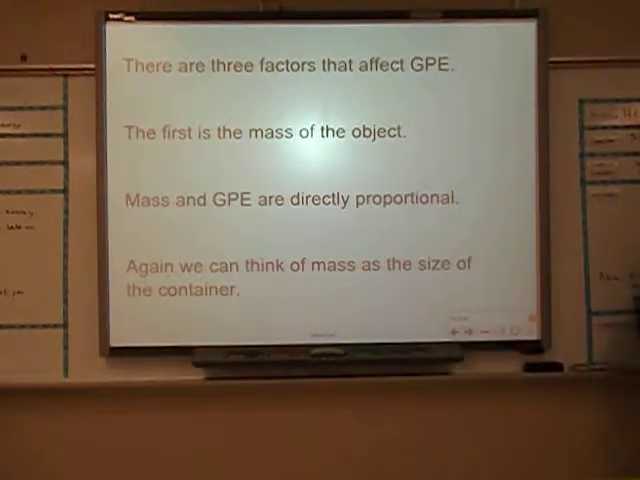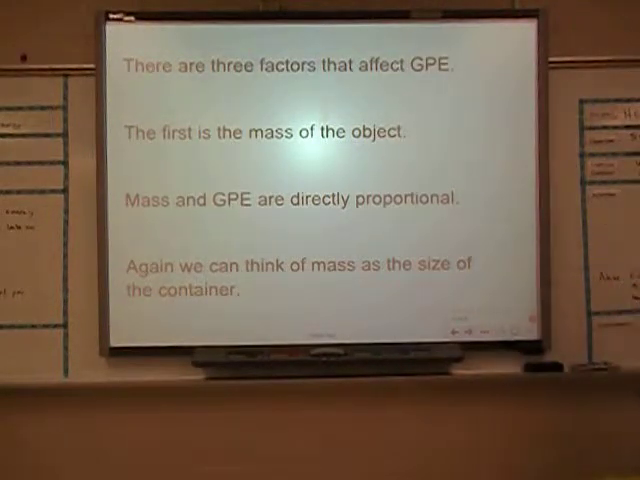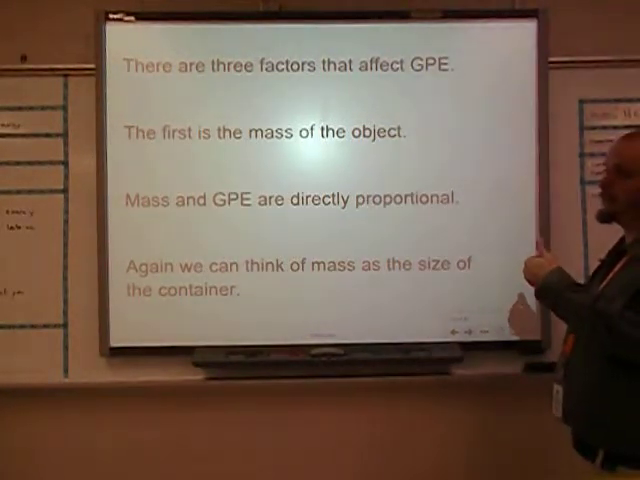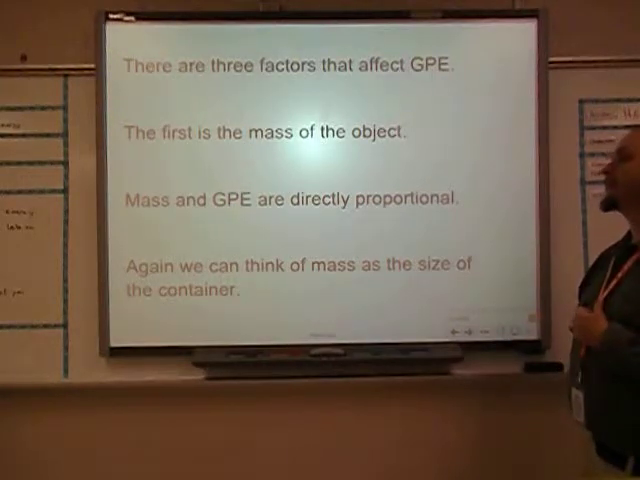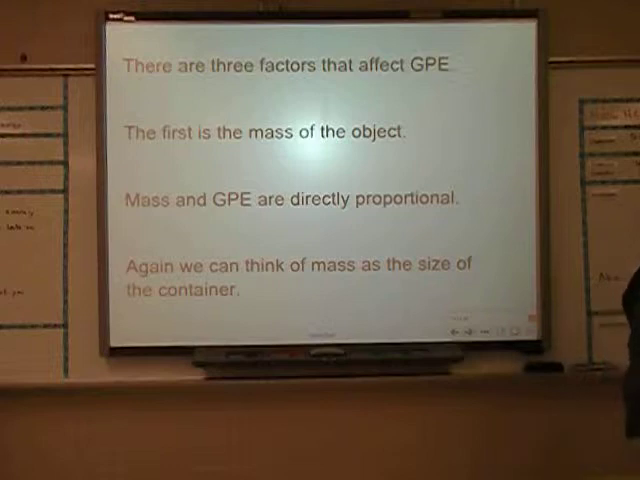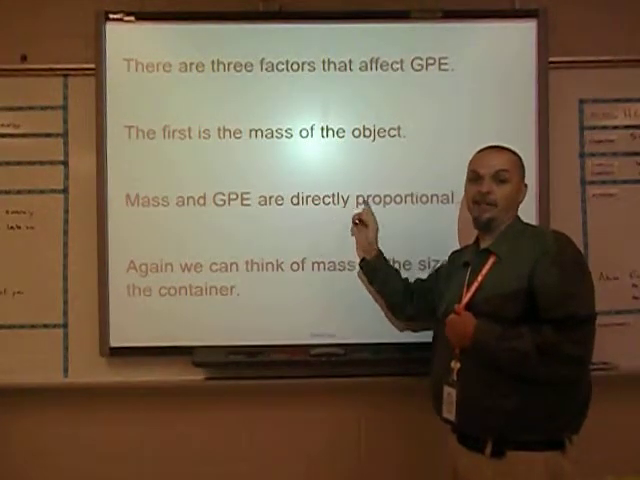There are three factors that affect gravitational potential energy. Mass is the first of those three factors, those three variables. And just like it was with kinetic energy, it's directly proportional to the mass. Mass and gravitational potential energy are directly proportional. And again, the word directly in front of this means they change in the exact same way.